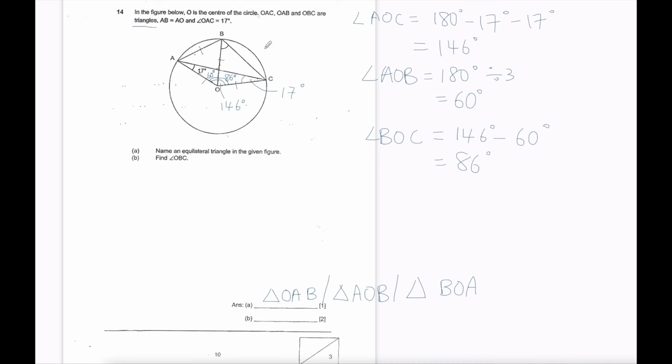Since BOC is also an isosceles triangle, can you guys see? So OC equals OB. So this is also an isosceles triangle. Can we find out what is at the base?